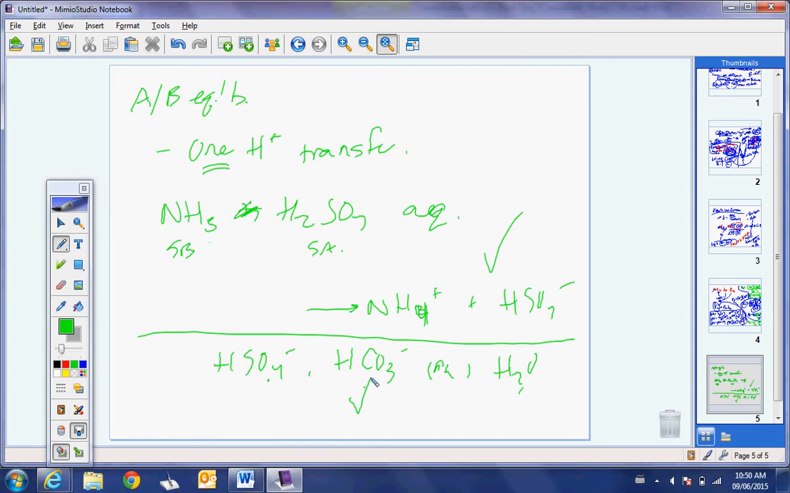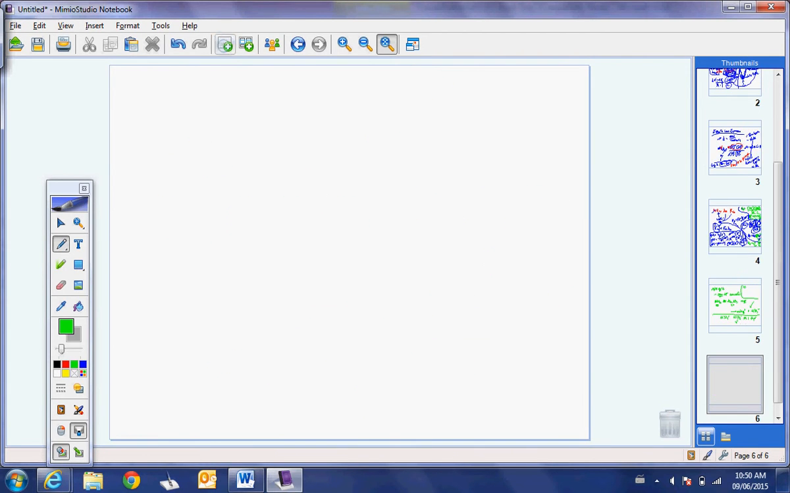What else do we know about strong acids and bases? I don't know, but it's not on there, is it? ICE tables. So actually, let's do a whole other sheet about ICE tables.